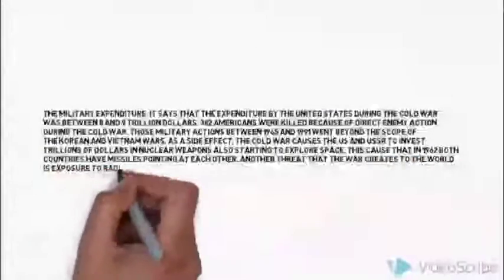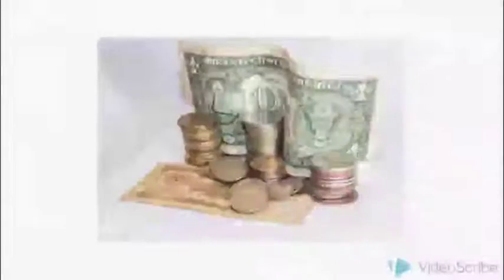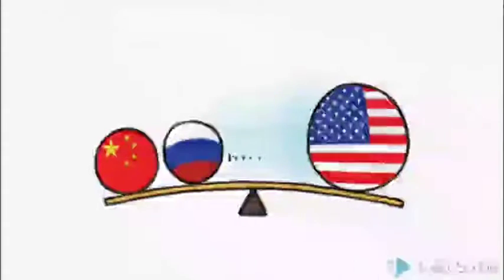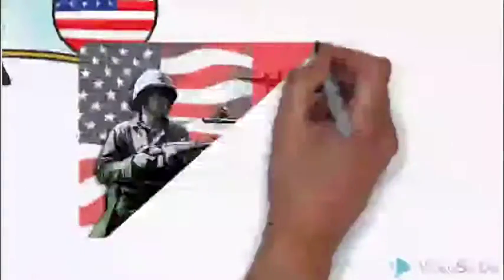Another threat that the war created for the world is exposure to radiation. This was the new threat in the war's history. Moreover, you know how the Soviet Union is. It didn't want an alliance between the Chinese and Americans. But why? Well, since the Cold War, the separation between China and the USSR helped the US to start negotiations and establish relations directly with China and plan a counterattack against the USSR.